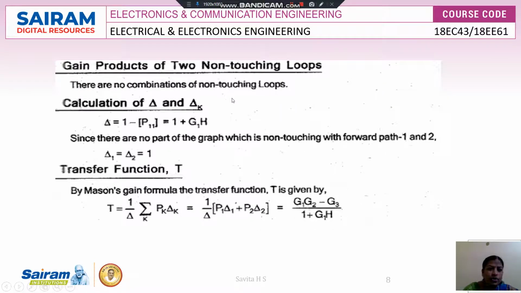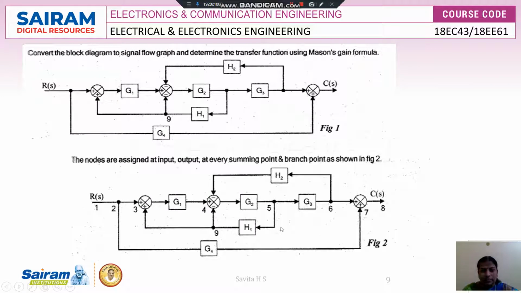There is no combination of non-touching loops in this particular problem. So delta is equal to 1 minus only the loop value, that is 1 plus G1H1. Since there is no part of the graph which is non-touching to the forward paths, all the loops are touching, so delta 1 and delta 2 values are 1. Because k value is 2, the Mason's gain formula is P1 delta 1 plus P2 delta 2 divided by delta. So it is G1 G2 minus G3 divided by 1 plus G1 into H1.